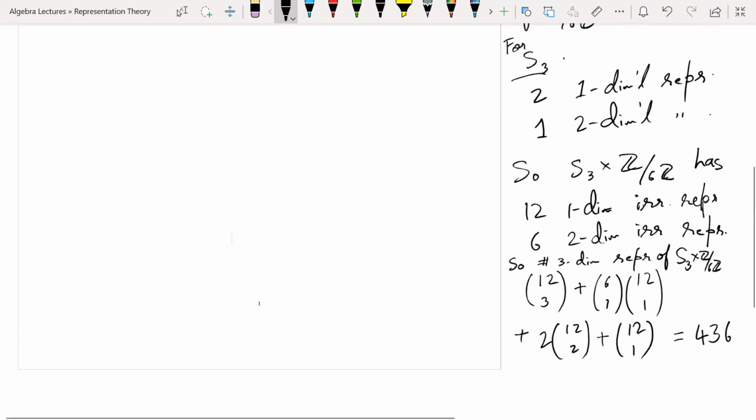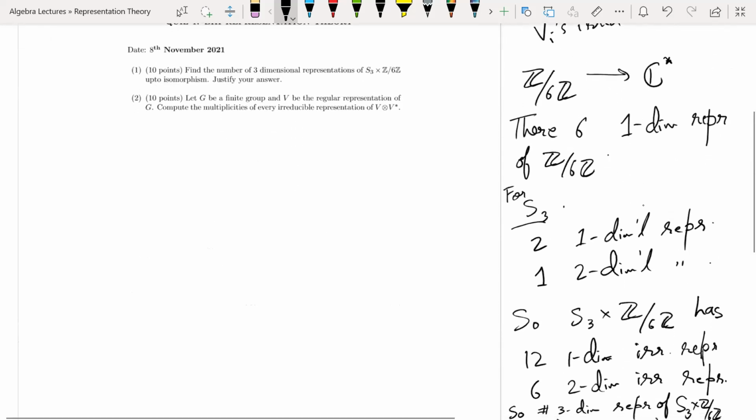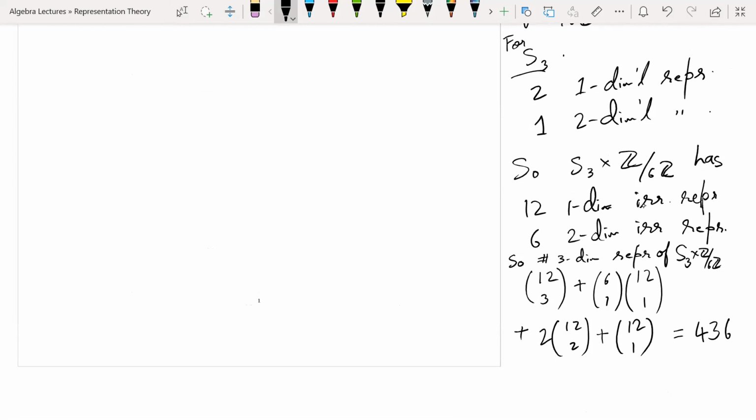Okay, so this is how you can do it. The representation theory part ends more or less here, and the remaining is a combinatorial part.